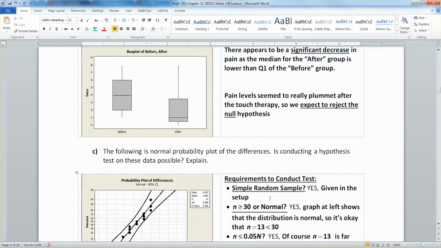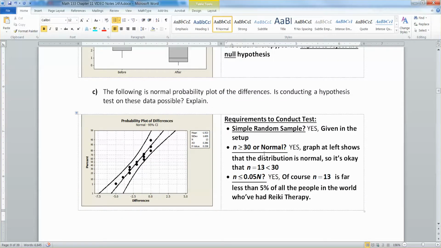All right, back to the problem. The next thing we need to know is, is n greater than or equal to 30, or is the data set normal? The answer is yes, because that's why they're giving us this graph. This graph shows that the distribution is normal. So it's okay that n equals 13 is less than 30. That's all right, since we know that the distribution is normal, and that's what we really need.